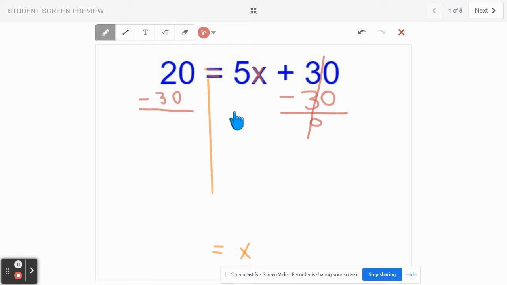Now, what's interesting here, let's do the math. 20 and negative 30 is going to be negative 10, okay? Negative 10 equals 5x. Then you're going to divide 5. Divide 5 to both sides. Hopefully you knew that real quick. Sorry, I went a little fast there. Divide 5, that goes away.